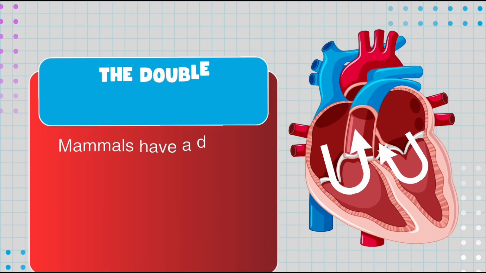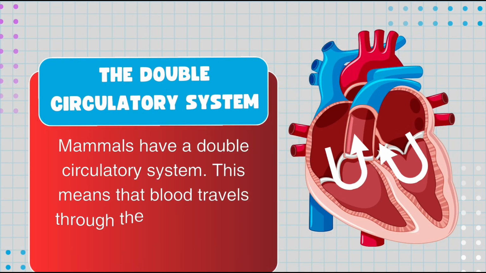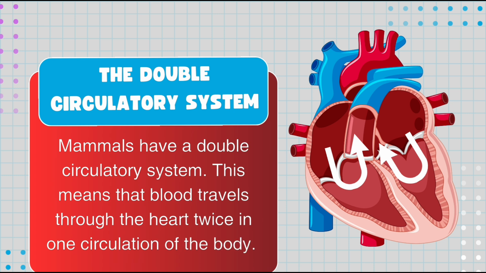The double circulatory system. All the mammals have double circulatory system. This means that blood travels through the heart twice in one circulation of the body.